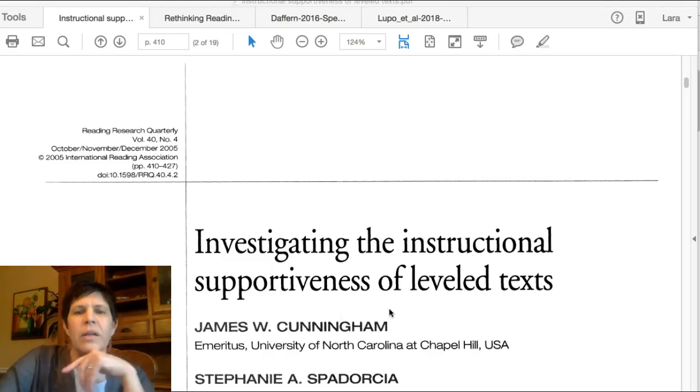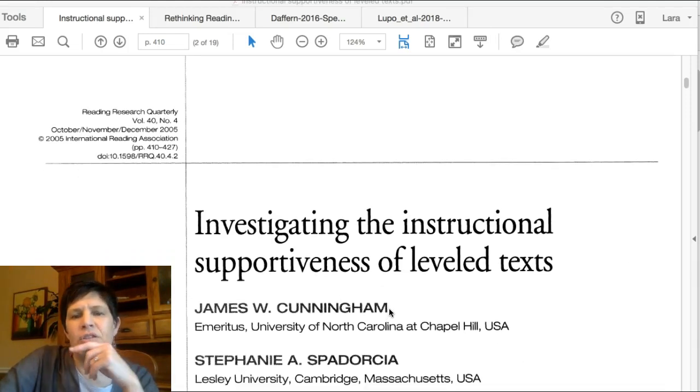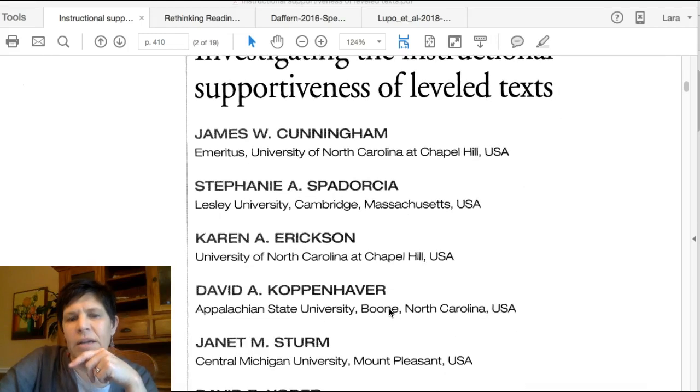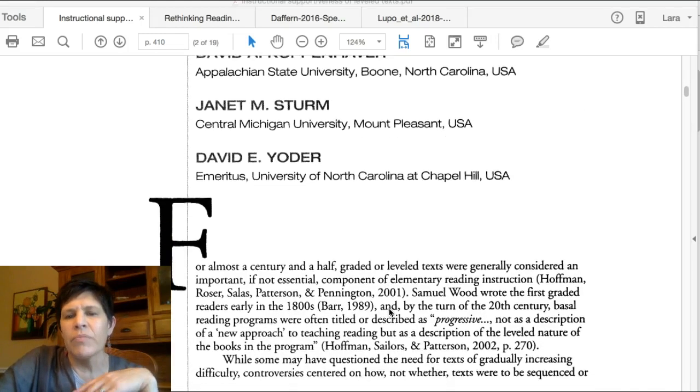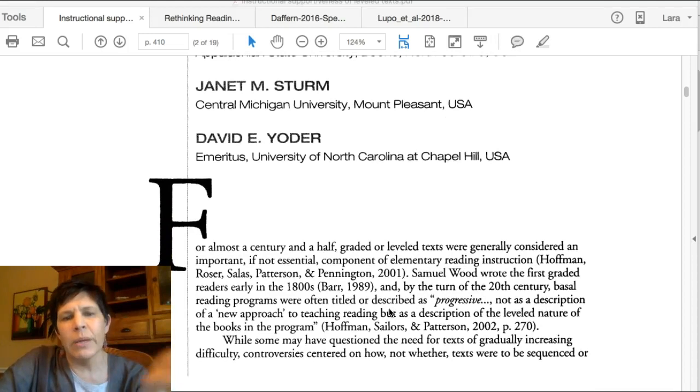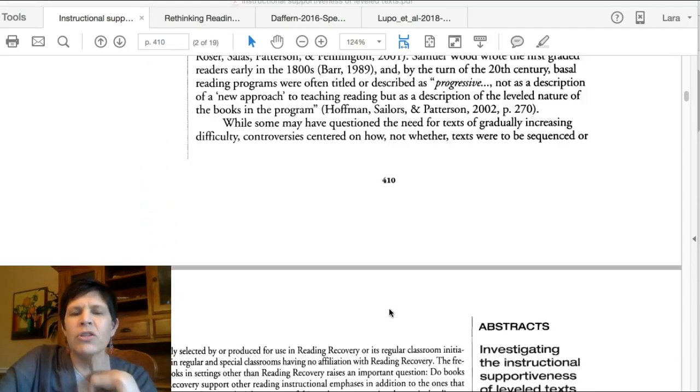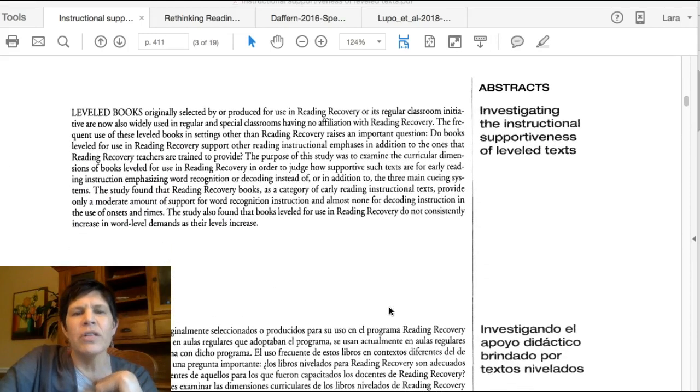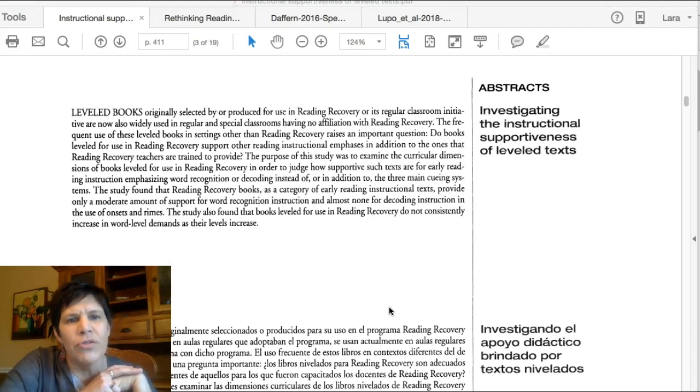So back to this one. This is investigating the instructional supportiveness of leveled texts. I selected this one partly because I wanted a text focused toward the early elementary grades, and all of the elementary grades, when we're thinking very much about level and leveling of text. And what it's meant to do, as you can see in the abstract here, is explore the use of leveled texts as an instructional or curricular approach that was informed by Reading Recovery.